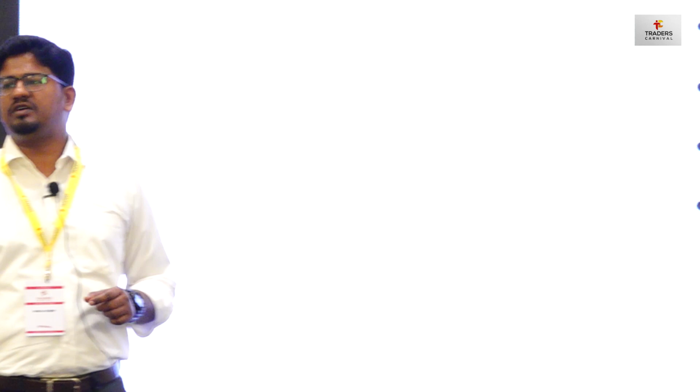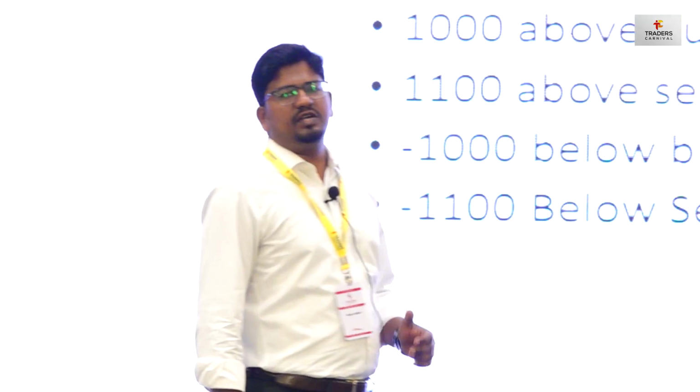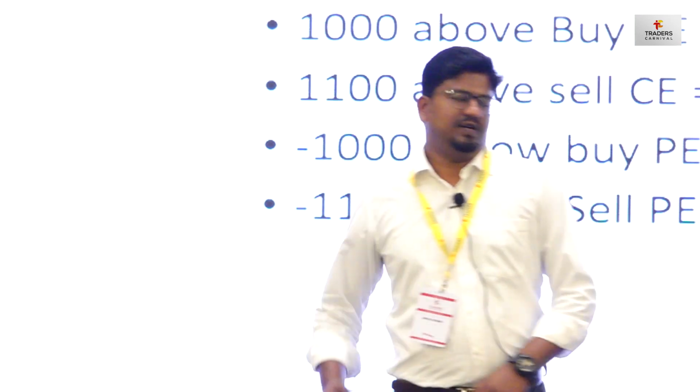Don't do it for the April month, because if you do this for April, you may not get more profits because the premiums will be very low. Buy 1,000 points above CE one lot and sell 1,100 points above CE 2 lots, and just go below, enjoying theta decay, that's it. Go below 1,000 points and buy one lot of PE and sell 1,100 points below two lots of PE.